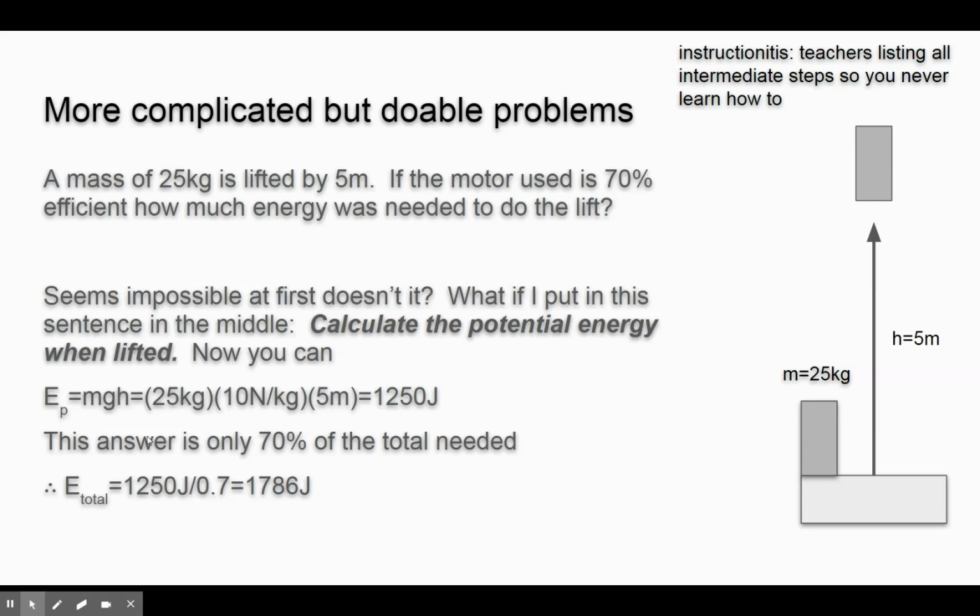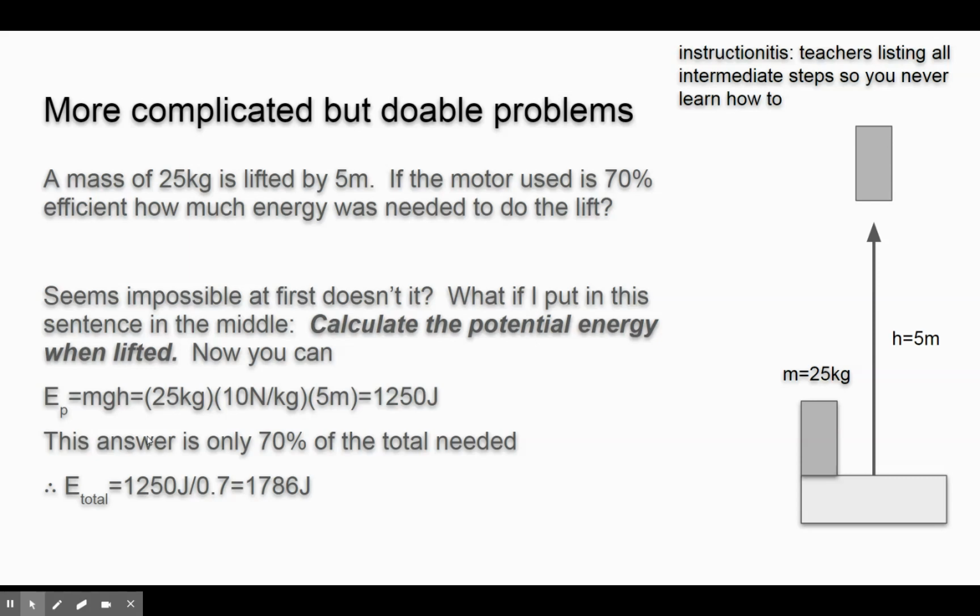A mass of 25 kilograms is lifted by 5 meters. Calculate the potential energy when lifted, and if the motor is 70% efficient, how much energy was needed to do the lift. The sentence in bold is the intermediate step where you go, I don't know what to do.